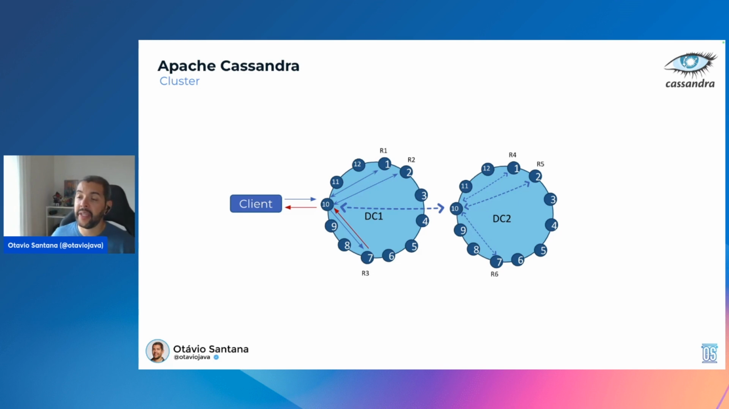What happens here is I have my clients. This client will send requests to a node. This node becomes a coordinator. Based on this coordinator, it will read information from a couple of nodes. So for example, here, I will read information from node 1, node 2, node 7, and based on that, it will return the most recent information to the client.